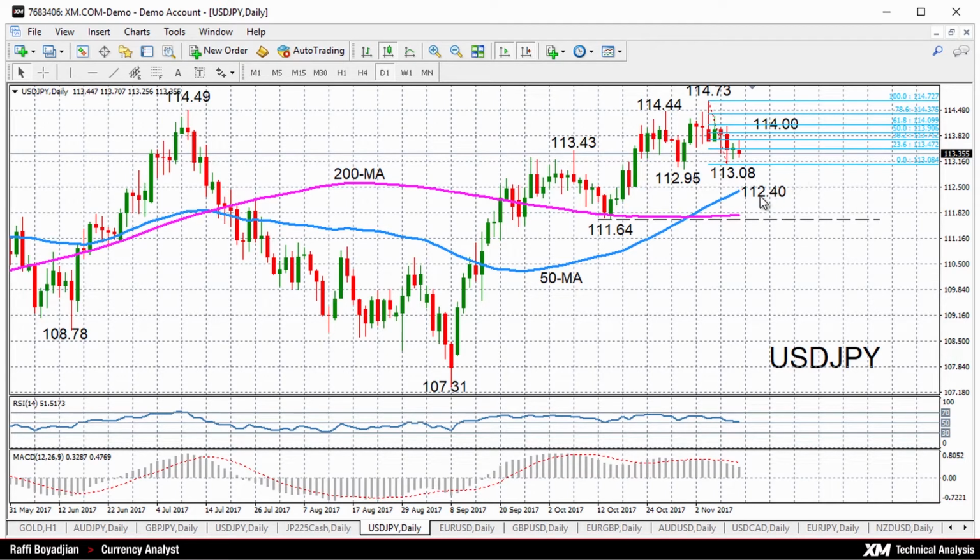A break below that, we could see prices heading towards the 50-day moving average at 112.40, and a drop below that level would shift the near-term bias to a bearish one. And then not too far below that, we have the 200-day moving average and the low from October of 111.64. A break below that level would shift the current rather fairly bullish medium-term outlook to a bearish one.